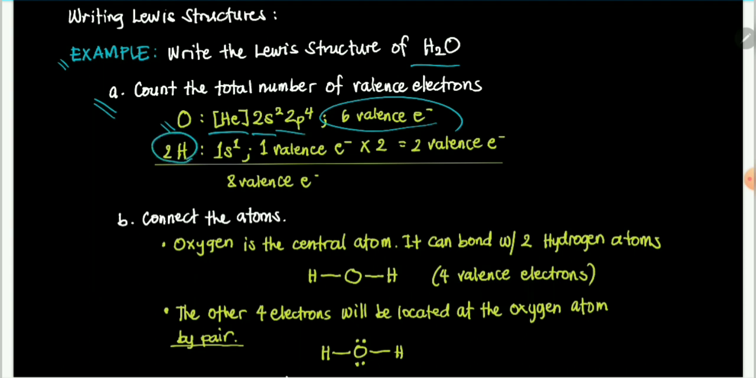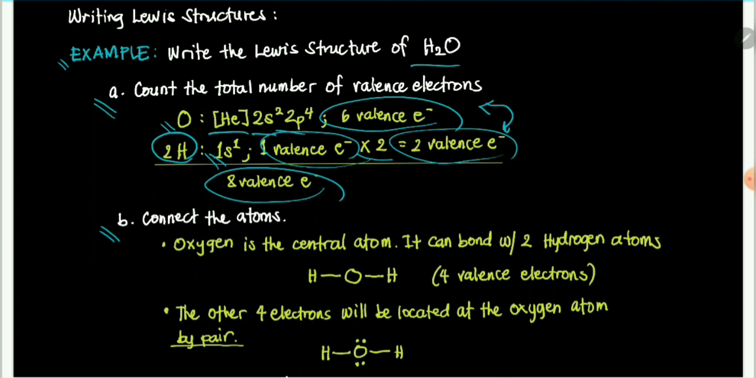So sa hydrogen, dalawa siya. Okay? Dalawa yung ating hydrogen atoms. So 1s1 per hydrogen. So ibig sabihin, 1 valence electron times 2, meron tayong 2 valence electrons. So i-add natin yung valence electrons nila. So ibig sabihin, 8 valence electrons dapat yung nag-i-exist doon sa ating Lewis structure. Okay? So next, i-connect na natin yung mga atoms.